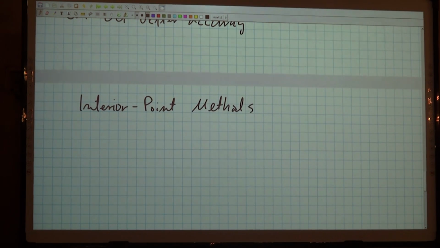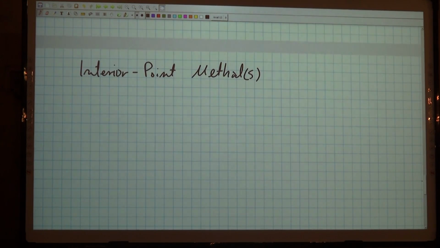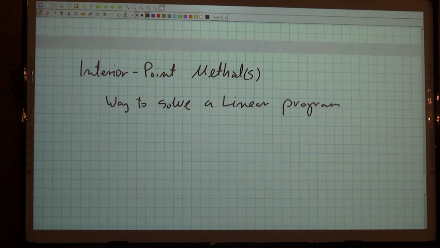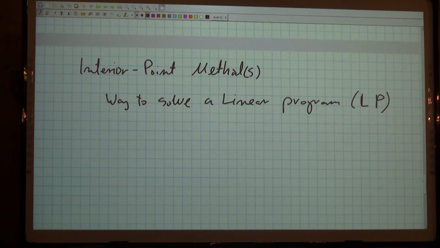Okay, so it's methods because there are actually many algorithms that have a similar principle, the same way as gradient descent method is not one method, it's actually a whole slew of methods. So what it is, you can think of it as just a way to solve a linear program. Okay, this will again be just a crash course to give you the keywords, but probably not too insightful in the end.